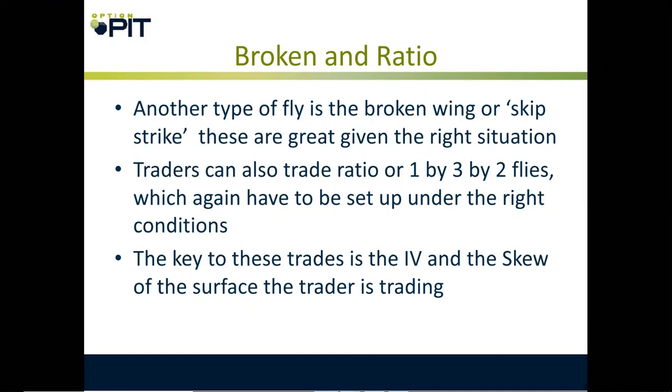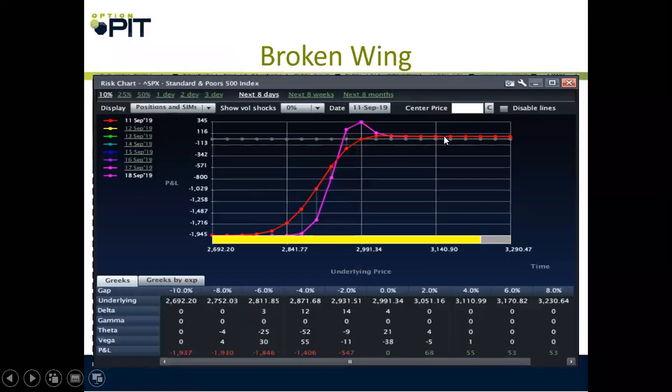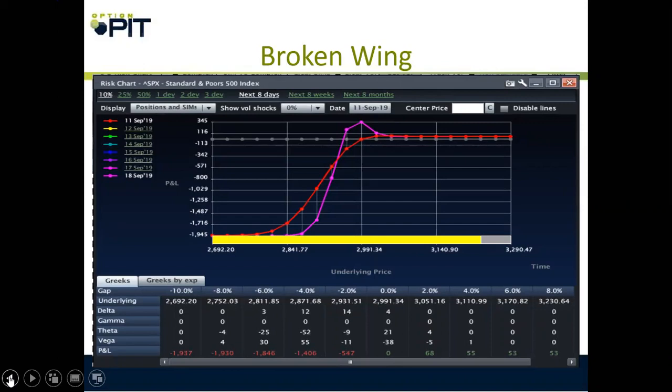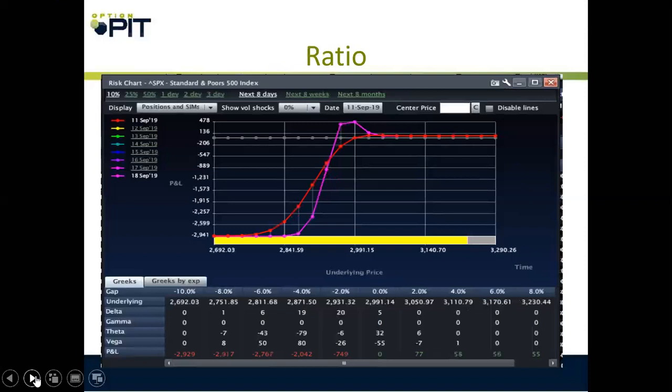So just real briefly, this is a broken wing butterfly. And I'll walk through the actual strikes. I'm just trying to show you a picture of these right now before I really dig in. And the ratio is going to look very similar, the 1x3x2. Very similar. All right. This is a 2990, 2970, 2920. And this is a 2990, 2960, 2930, 1x3x2. Similar trade, similar action, just, you know, they're all a little different.